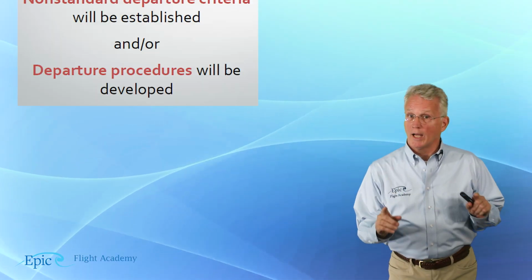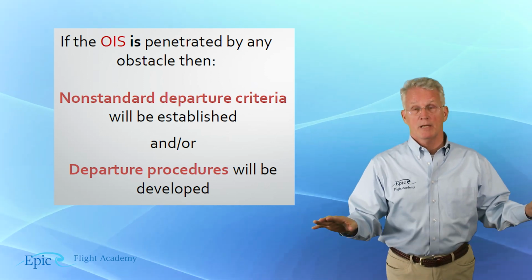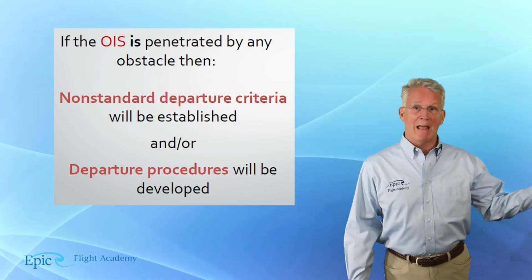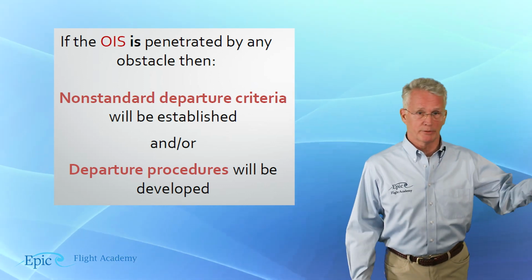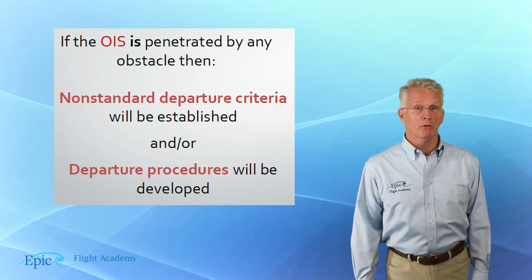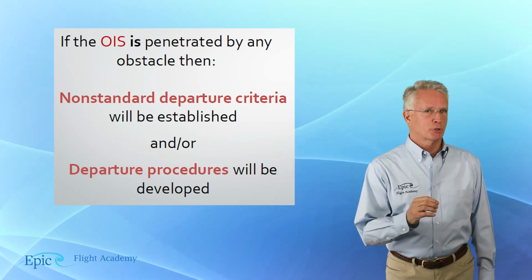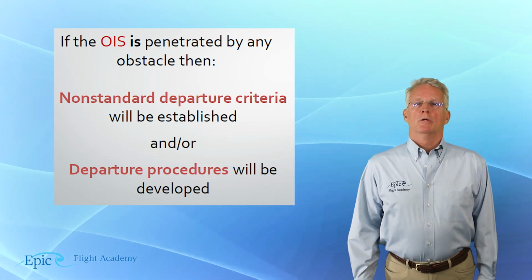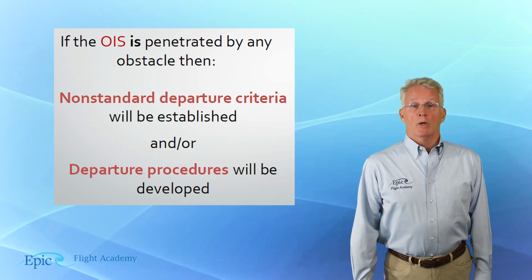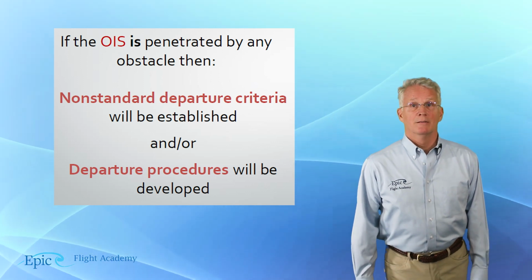If the OIS is penetrated by any obstacle, now those could be natural obstacles like hills, trees, or mountains, or man-made obstacles like towers and buildings, etc., then a non-standard departure criteria will be established and/or departure procedures will be developed. So come back and join us in future videos when we talk about these non-standard departure criteria and departure procedures.